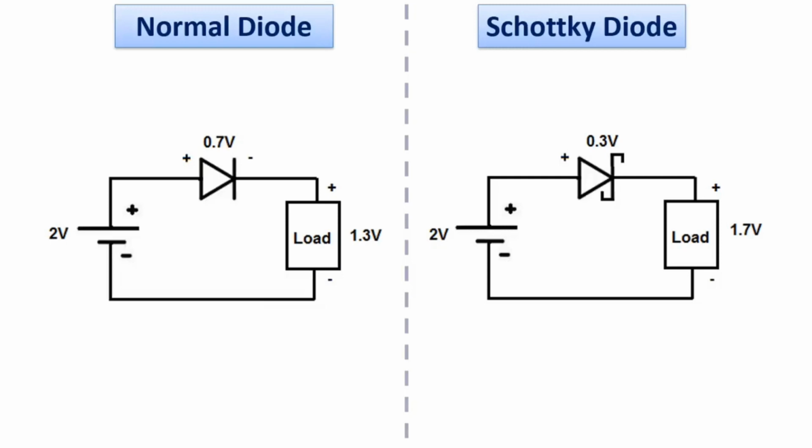In the circuit on the right, the voltage source with the same value is connected in series with the load with the Schottky diode. Considering that 0.3 volts remains on the Schottky diode, 1.7 volts will remain on the load. This very small difference is often important, especially in communication circuits.